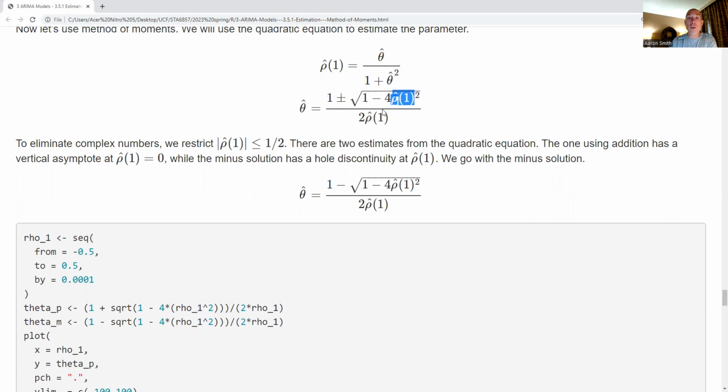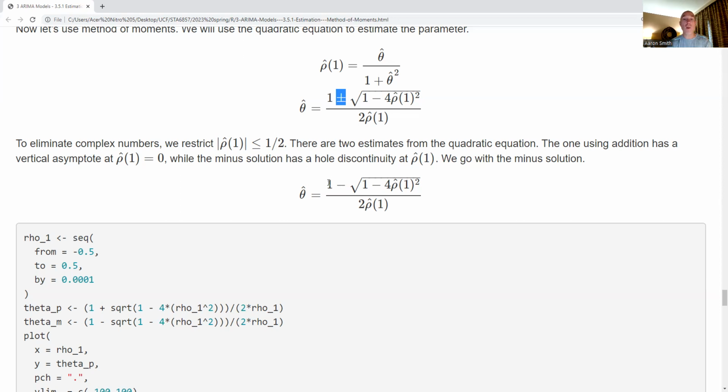Now think about 0 for rho here and here. In one situation, if it's a plus sign, taking the limit as rho goes to 0 with a plus sign, I'm going to get a vertical asymptote. And I don't know what to do with that. But if it's a negative sign, and I take the limit as rho goes to 0, I get a hole for the discontinuity, which means I can just treat the value as if it was equal to the limit value, and that's a much better way to go. So we're going to go ahead and exclude the plus value from our estimate.